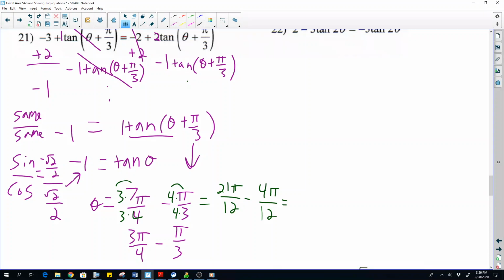And now we have a common denominator. So 21 minus 4 is 17. Good. So we have 17 pi over 12. Phew. There's our answer.